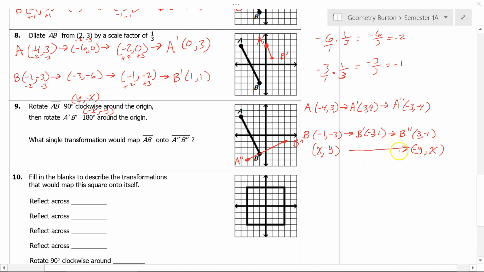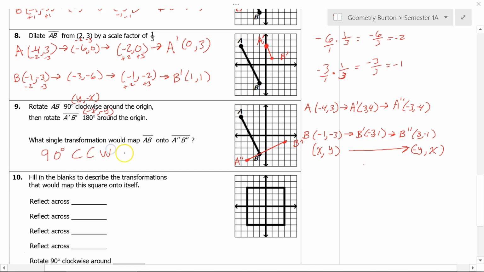Well, yes, that is a 90-degree counterclockwise rotation. All right, that's what we memorized. So 90-degree counterclockwise rotation around the origin.